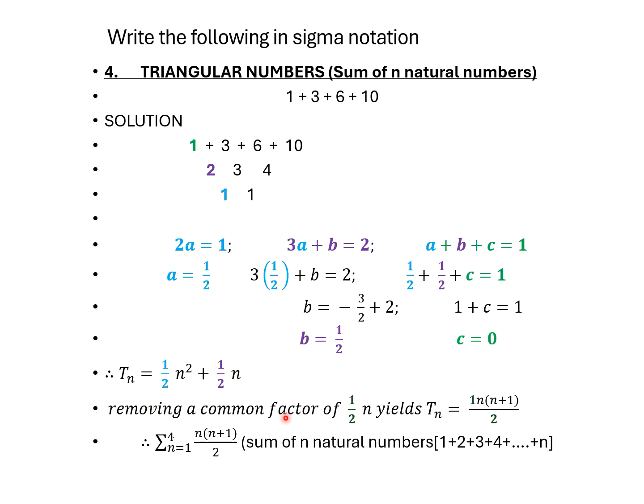Right, if we remove the common factor of half n, then the equation yields n times n plus 1 divided by 2. Right, and generally that is the formula for the sum of n natural numbers. But yes, sigma notation, we're starting from term 1 and we're ending at term 4. So n equals 1 up to 4, n times n plus 1 divided by 2. Alright, so that's the formula for the sum of natural numbers, 1 plus 2 plus 3, etc., would be in that format.